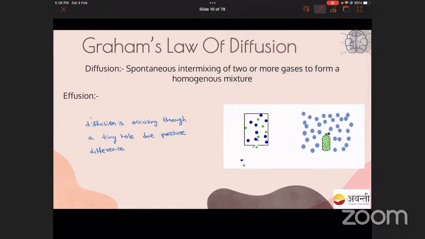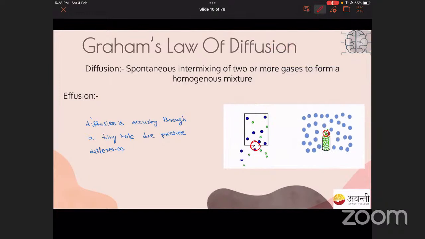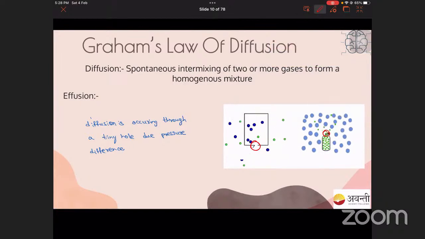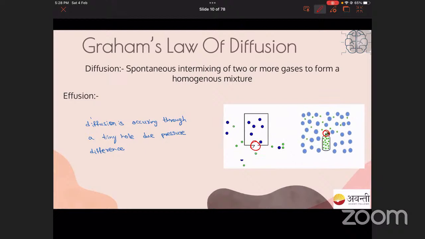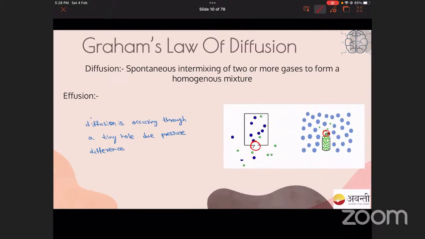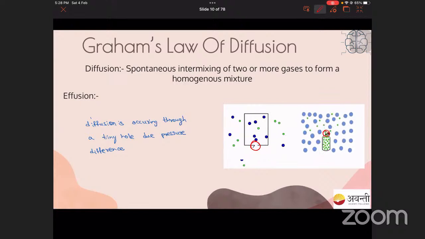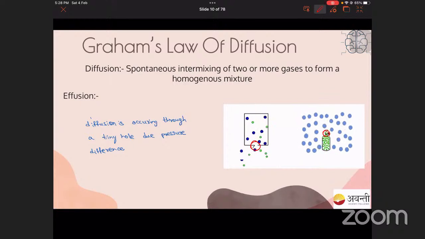Where there is only a small hole here and a small hole here. Now, through that hole itself, the gas should diffuse. Is there any other possibility? No, right? So that's the main thing, as it should diffuse through only that particular small area. And due to the pressure difference, the diffusion is happening very rapidly. This we will call the effusion process.